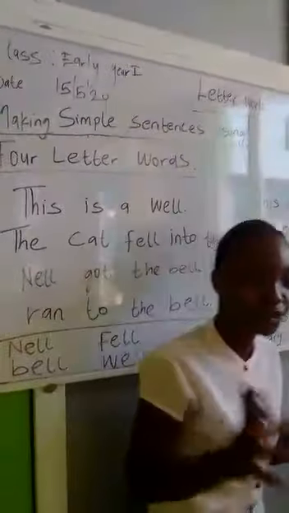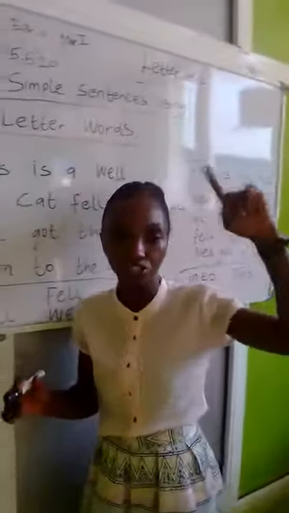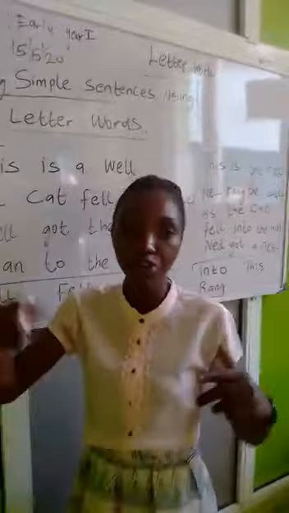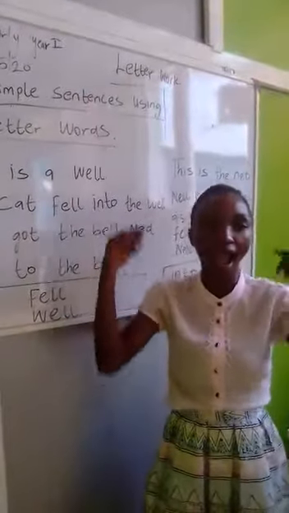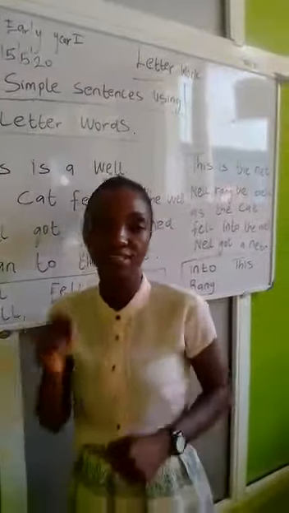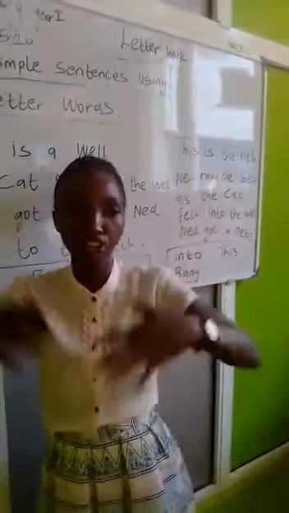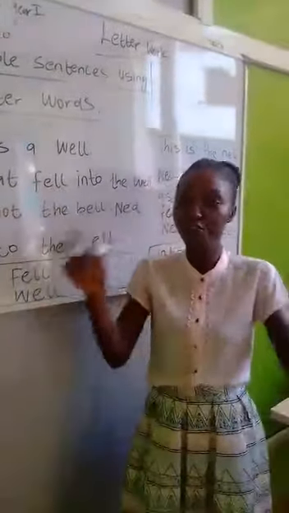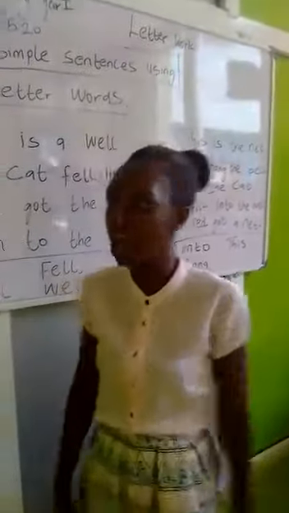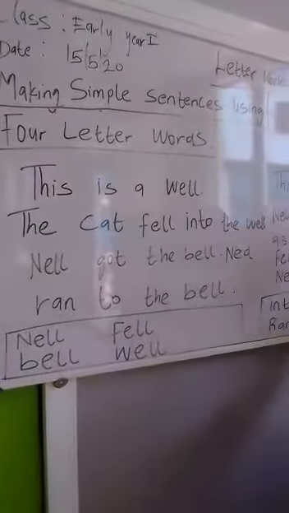Can we go? Two letter words: G O, go; U P, up; I S, is; O N, on; T O, to; M E, me; W E, we; U S, us. Is that okay? Good. But today we are focusing on four letter words.